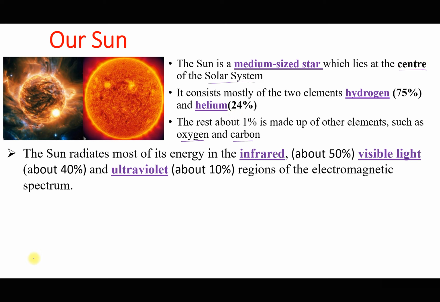Of course, the sun, as mentioned earlier, also radiates energy, mostly in the infrared. About 50% of the energy radiated by the sun is in the infrared region. Remember the electromagnetic spectrum: Mother, Reed's mother is visiting Uncle Xavier's garden. R standing for radio, micro, infrared, visible, ultraviolet, X-rays, and gamma rays. So 50% of the energy radiated by the sun falls in the infrared, around 40% falls in the visible light, and around 10% falls in the ultraviolet.